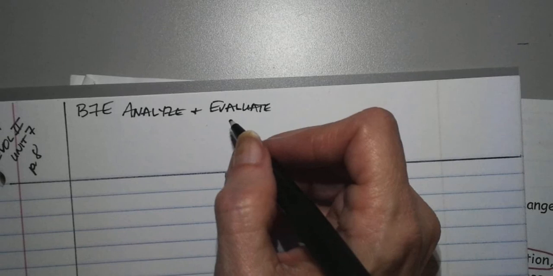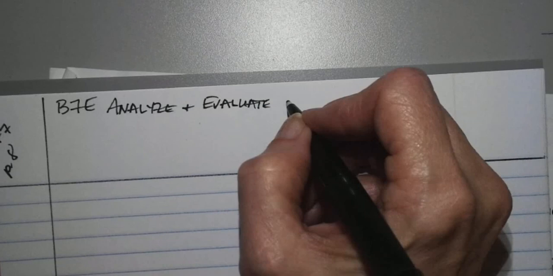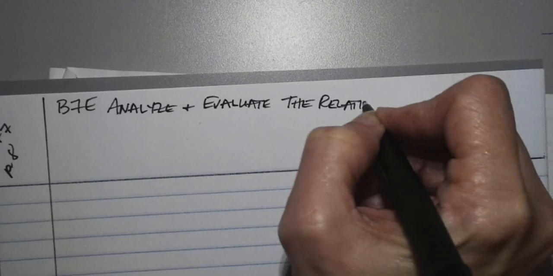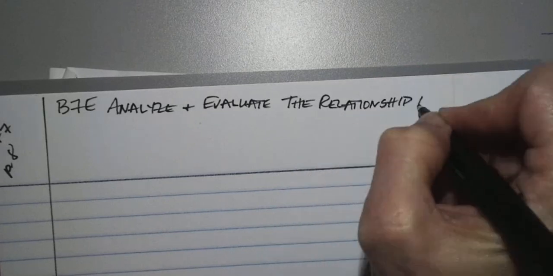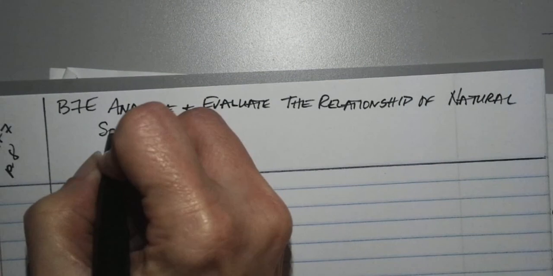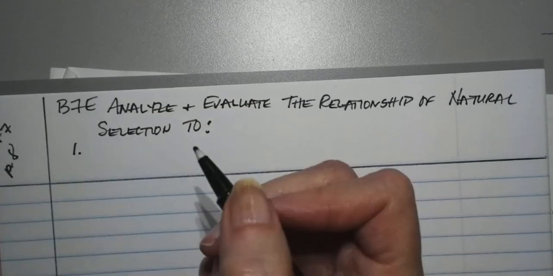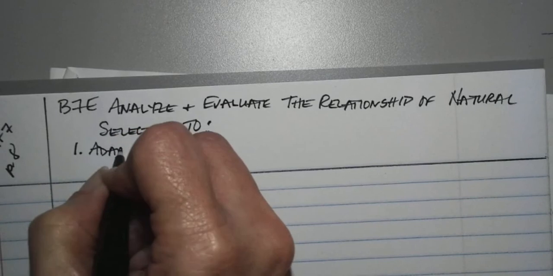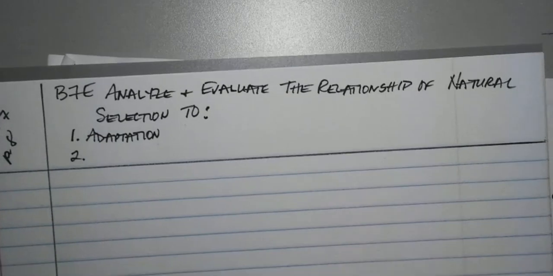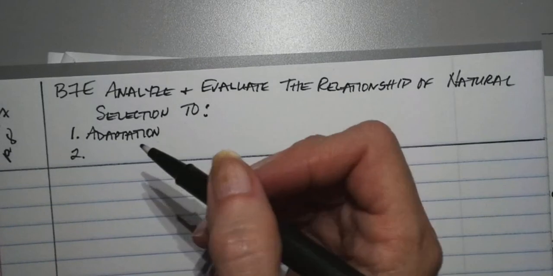We're going to analyze and evaluate the relationship of natural selection to two things. One, how is natural selection related to adaptation? Which we've been talking about and incorporating these into the notes that we've already taken. And two, how is the relationship of natural selection to the development of diversity in and among species?